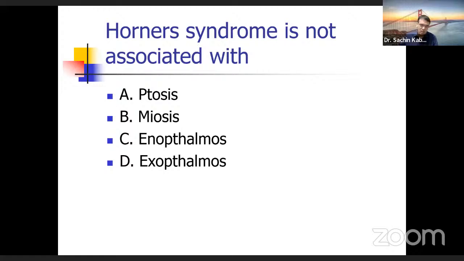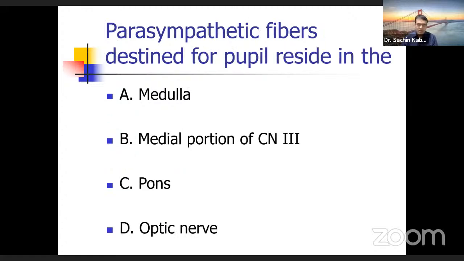Ptosis, miosis, enophthalmos, or exophthalmos. What is not associated with Horner's? Okay, your time is up. The answer is very simple: exophthalmos. The other three are associated with Horner's syndrome. Next question. Again, a simple anatomic question from the author.